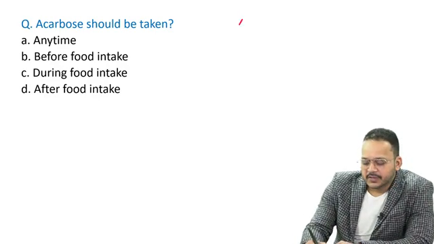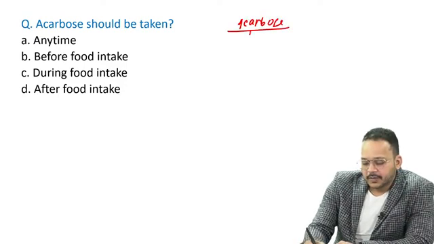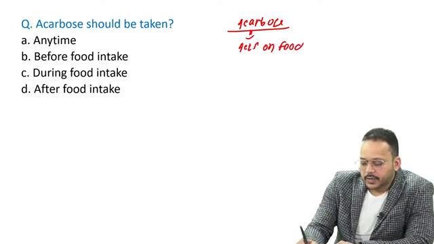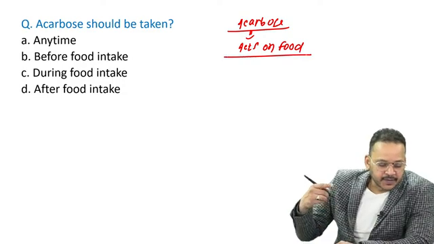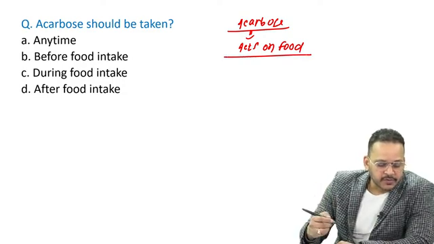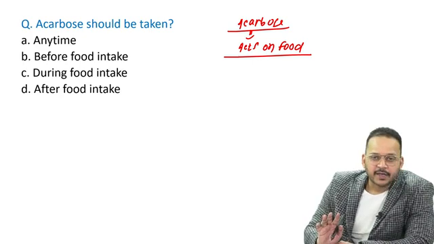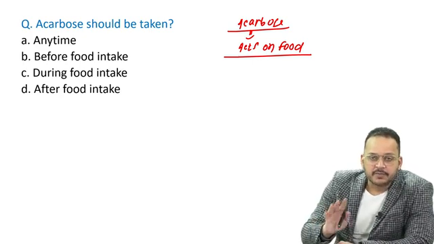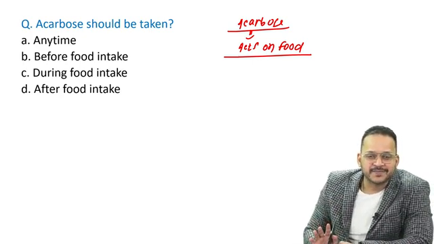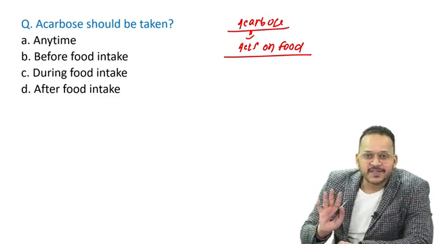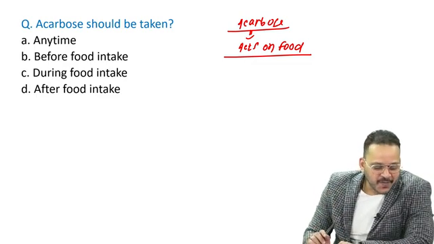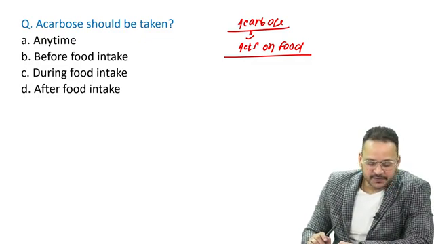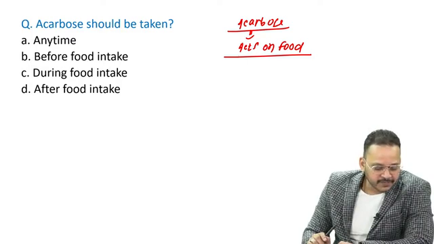What did we discuss? A drug like acarbose. What did I say? A drug like acarbose. Where does it act? It acts upon food. So guys, you're telling me after first bite. I'm not asking you after first bite. After first bite is not in the option. Whatever options are there, you have to give me the right answer. After first bite, what does it mean? Anytime, before food intake, during food intake?